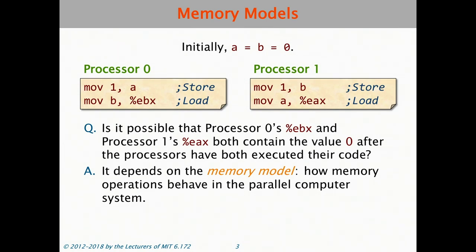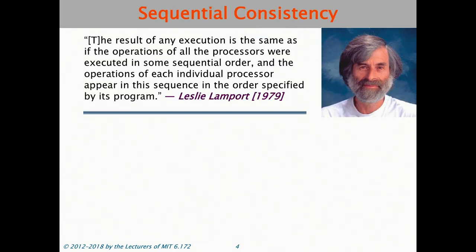So let's take a look at the model that you were assuming, okay? It's interesting, because whenever I do this, somebody always has the right answer, and they always assume that it's sequentially consistent. It's the most standard one. So sequential consistency was defined by Leslie Lamport, who won the Turing Award a few years ago, and this is part of the reason he won it. So what he said is, the result of any execution is the same as if the operations of all the processors were executed in some sequential order, and the operations of each individual processor appear in this sequence in the order specified by the program.